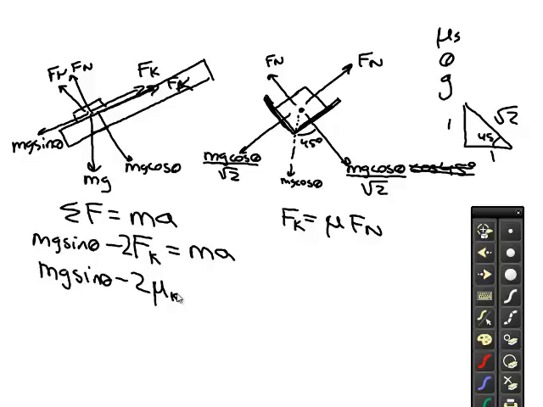All right, so 2 mu sub k times this mg cosine theta over the square root of 2 thing, which was slightly evil, equals ma. Okay, so after you write that equation, what's the first thing you're going to do? Get rid of the m's.